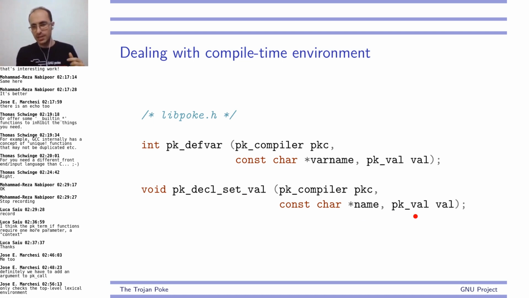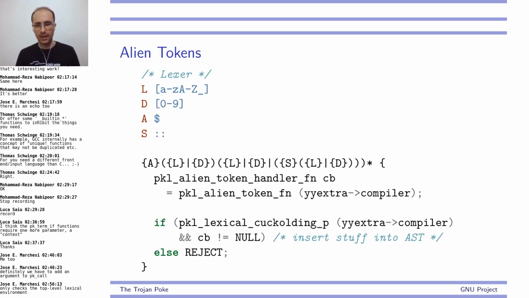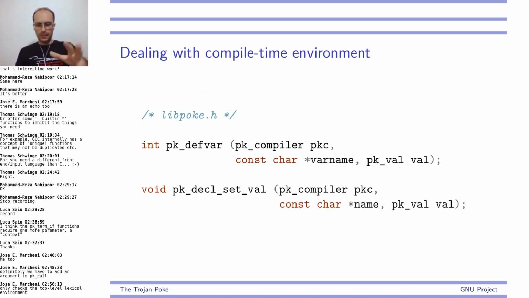And we can change the declaration value also from C. There is more stuff, but you can read libpoke.h because it has a lot of comments and it's pretty readable.